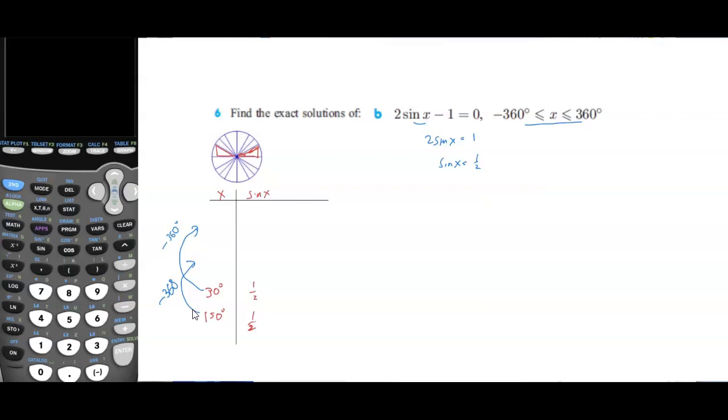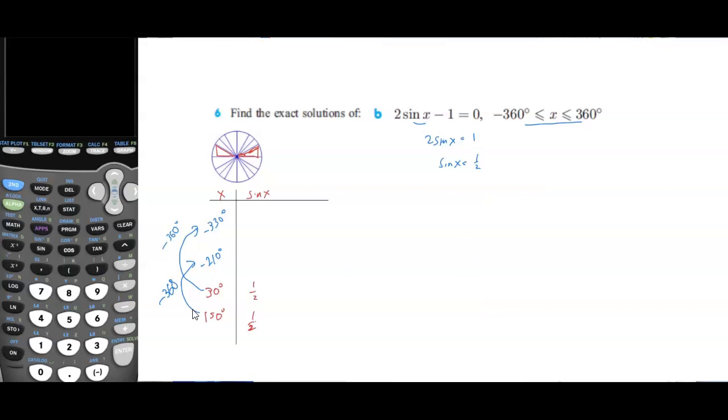Negative 360 plus 150 is going to be, I don't know, negative 210? Is that right? Yes. And then when we subtract 360 from 30 degrees, we get negative 330 degrees. Okay? So those are my four solutions that are between negative 360 and positive 360.